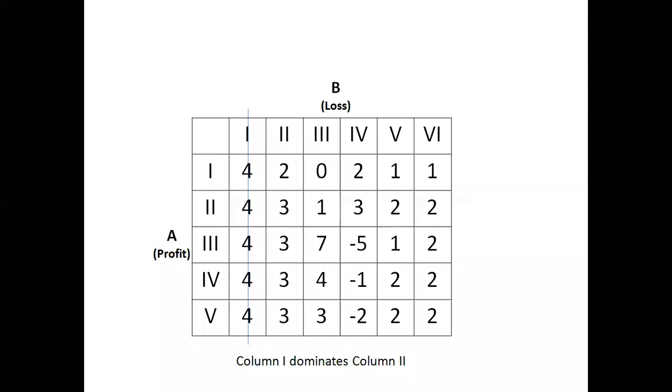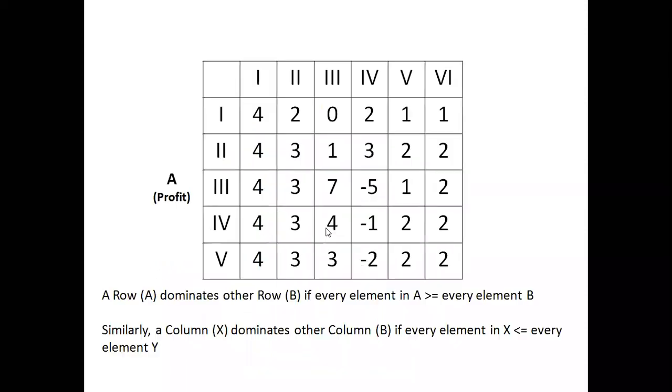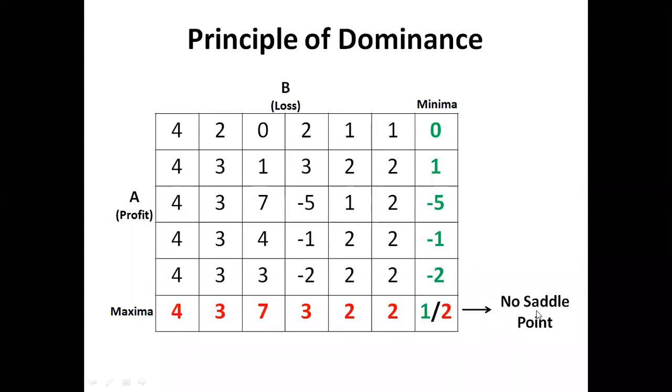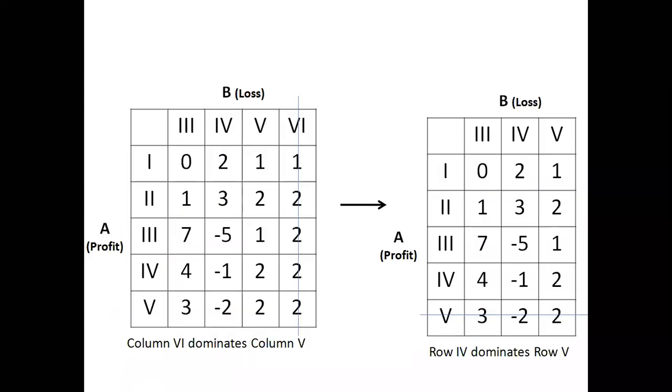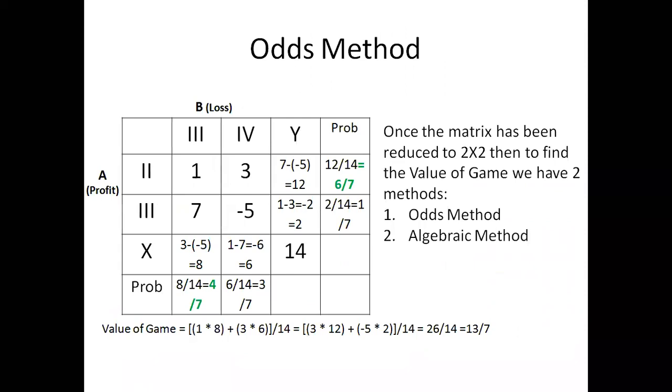So if a saddle point exists, you will not get a 2 by 2 matrix. You will get either a row or a column. But if a saddle point does not exist, as in this game, the values are different for row minima and column maxima. So there is no saddle point. In this case, you'll try to reduce this game into a 2 by 2 matrix. So this is a 2 by 2 matrix we have reduced, and we have applied odds method or algebraic method.